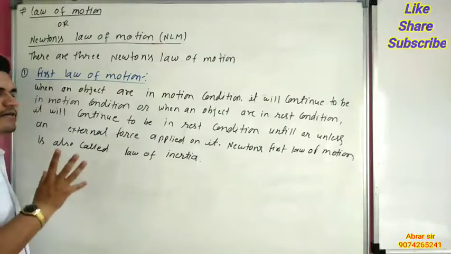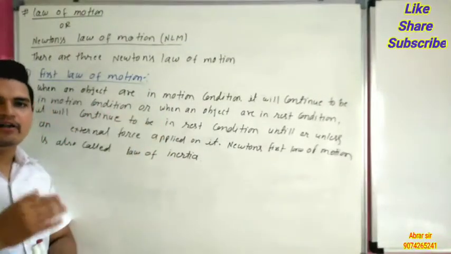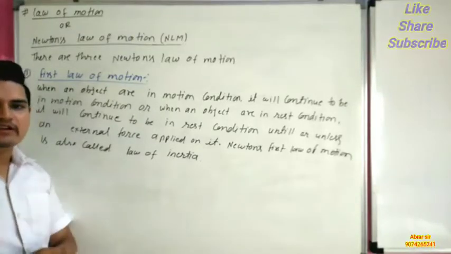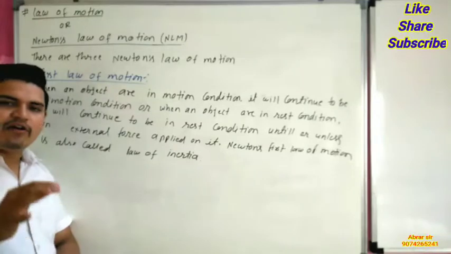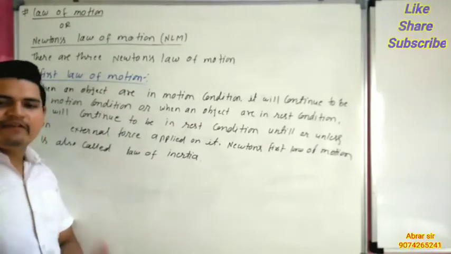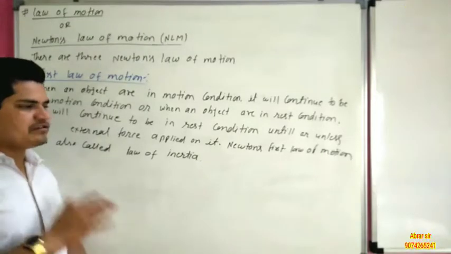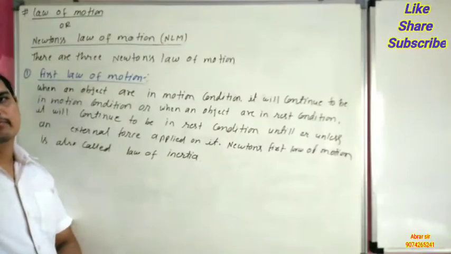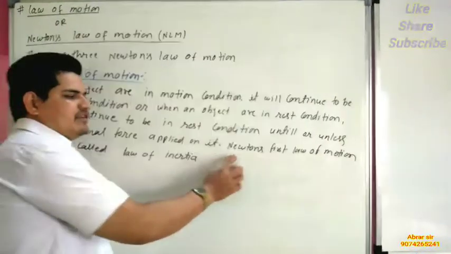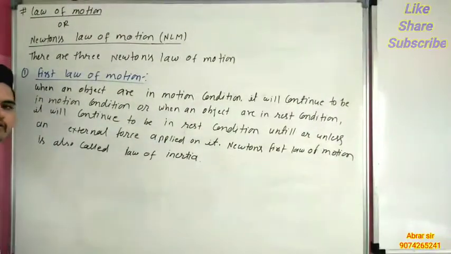It means when an object is in motion, it will always be in motion. Or if an object is at rest, it will always be at rest unless we apply an external force; it does not change its position of rest. This is also called the law of inertia, because the law of inertia is the same as the first law of motion. So Newton's first law of motion is also called the law of inertia.